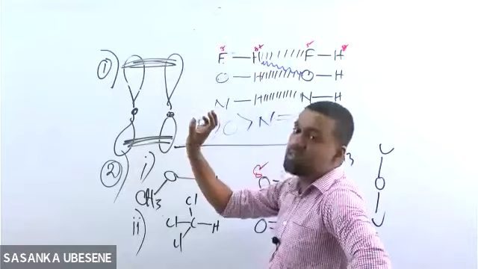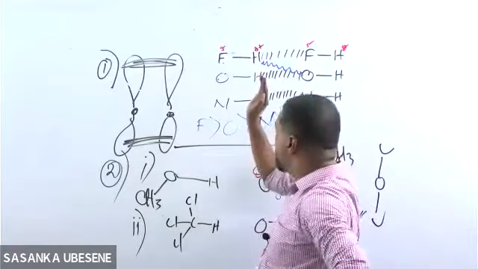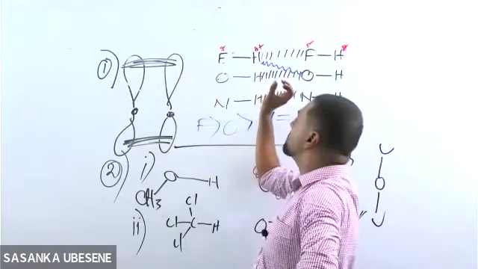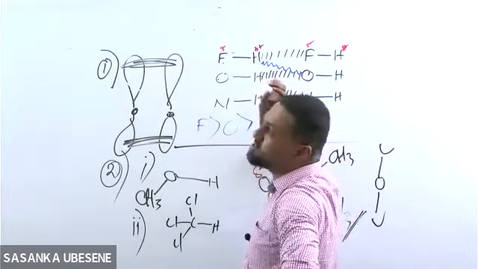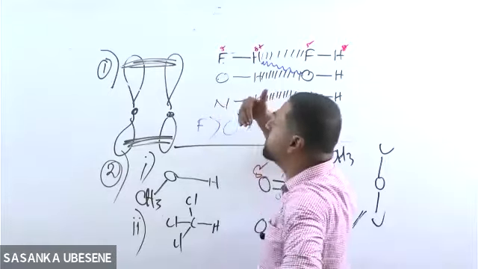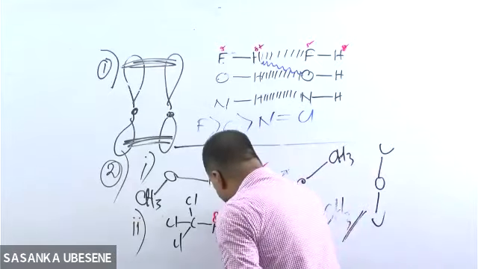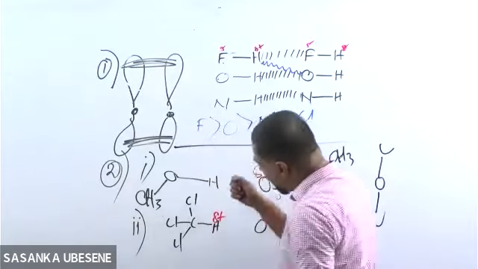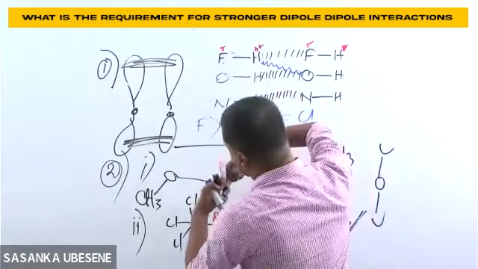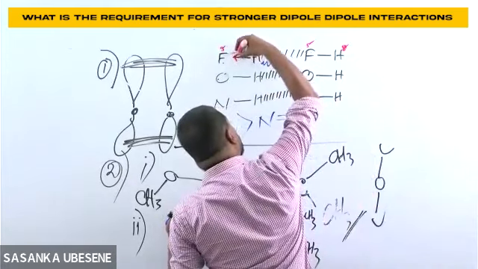So what is the requirement for hydrogen bonding? If you ignore that it is hydrogen, ignore the concept, what is the basic requirement? Having a stronger dipole-dipole interaction. So when you have a greater fractional positive charge, why do you have it here? Because fluorine is the most electronegative element.